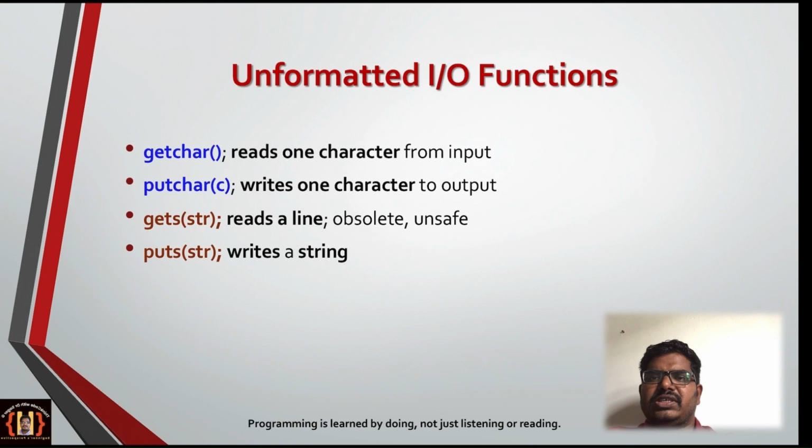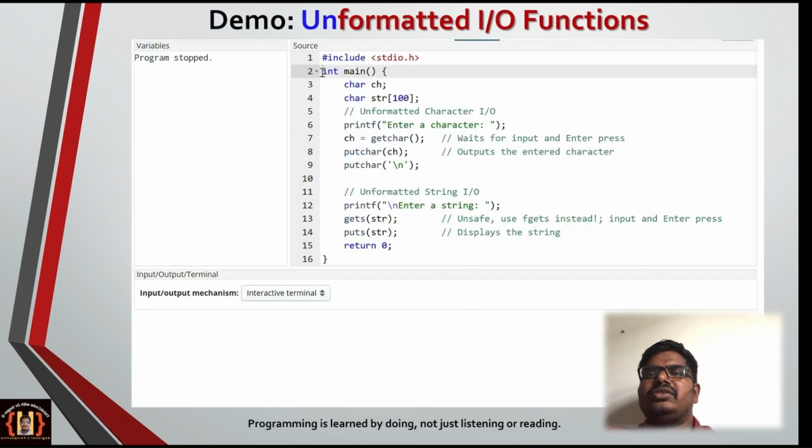Let's see how this works here. I have declared one character ch, and a second one, a character array, that is a string. This printf is basically to print whatever I want here, and these are the comments I already mentioned. getchar is a function which reads one character into ch, and putchar is a function which writes the character stored in ch to the screen, and this putchar writes a new line to the screen. These are called unformatted character IO, and these are called unformatted string IO.